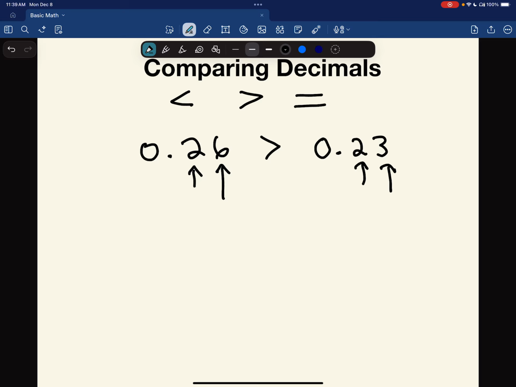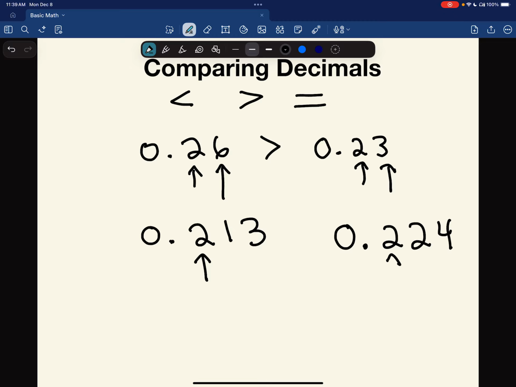Now let's say we had the numbers 0.213 and 0.224, or you could say 213 thousandths and 224 thousandths. Once again, let's compare the digits digit by digit. Again, we have two zeros. We're going to move on to the first digit after the decimal point. Now they both have the digit 2.